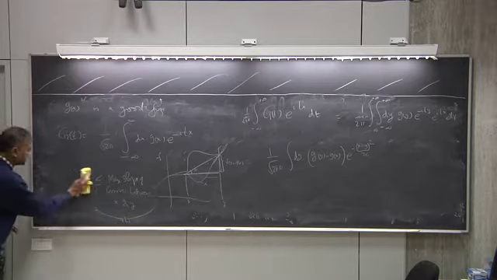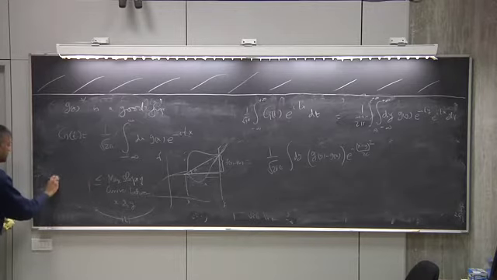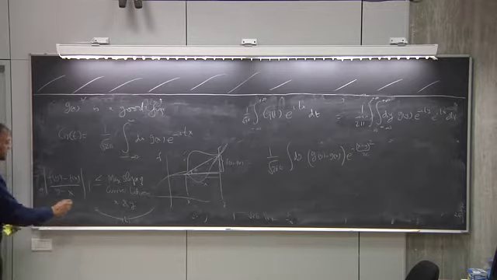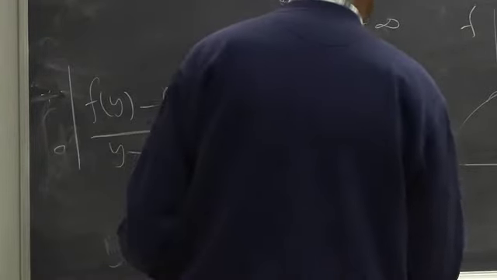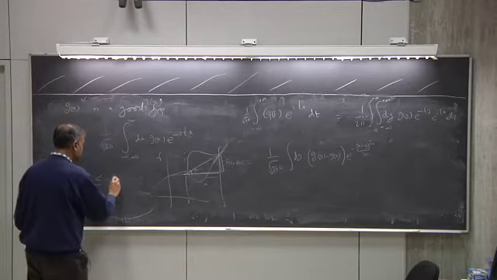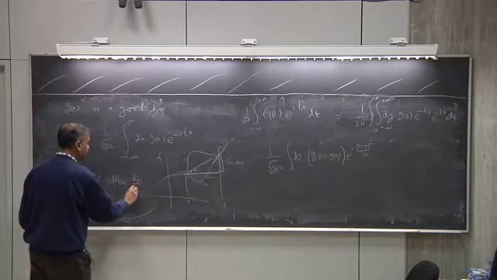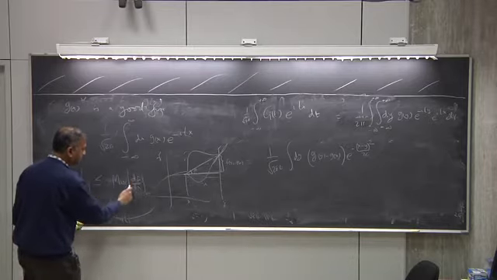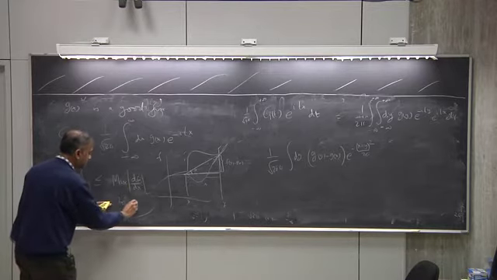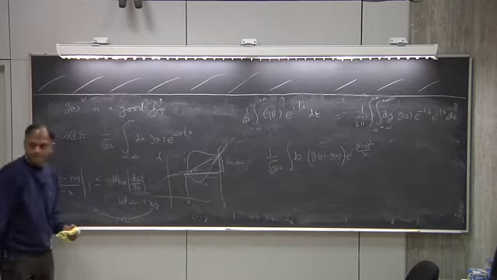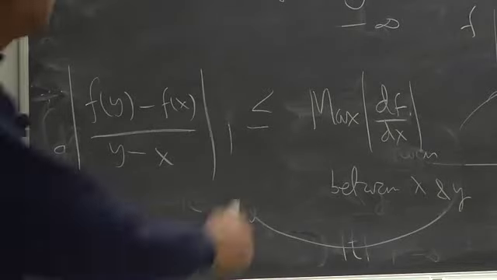So, but tan of theta is just that. I mean, theta was that. So, it's the modulus of f of y minus f of x divided by y minus x. That is less than or equal to the maximum slope. Slope is derivative, right? So, what we are saying is that this is less than or equal to the max of df by dx, where this is the maximum of the derivative between x and y. I mean, maybe I can just call it f prime.